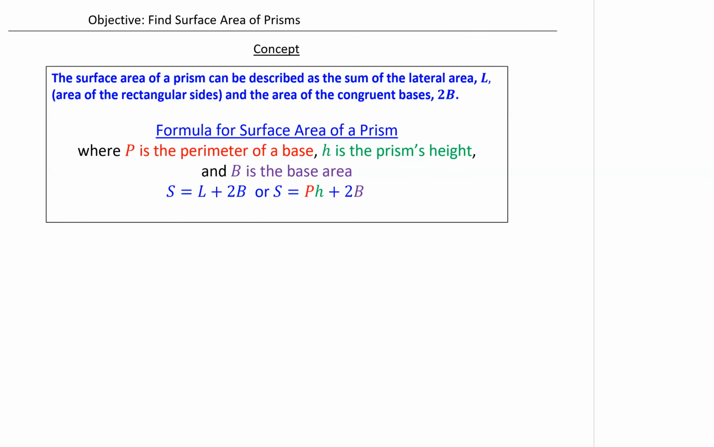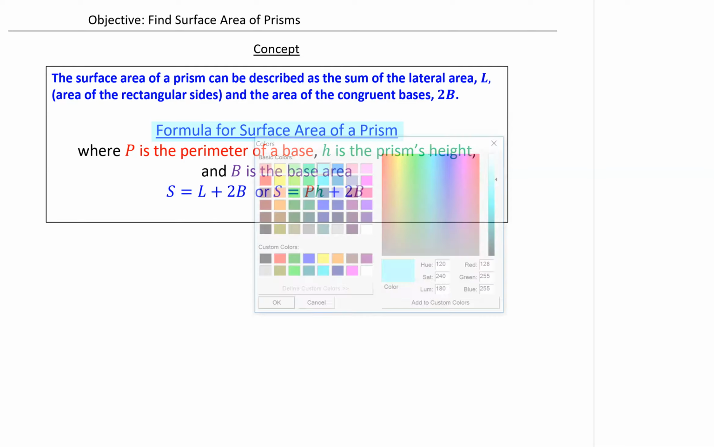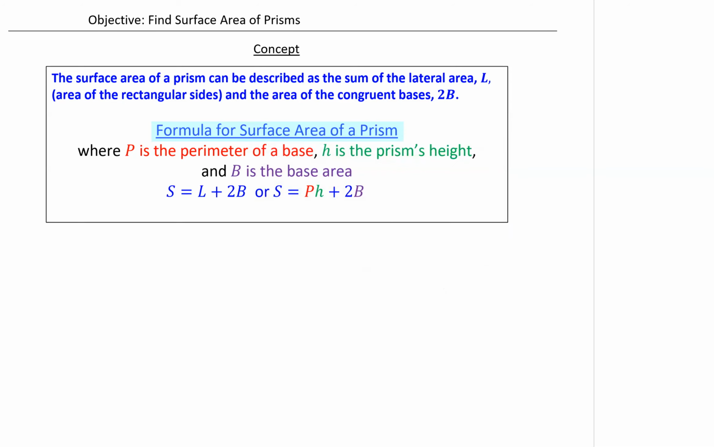All right, so here is the formula for surface area of a prism. And so if you're going to use the formula, you have to be able to remember it. So it's kind of different. It uses a lot of letters to represent things. So here we have S for surface area equals L plus 2B.